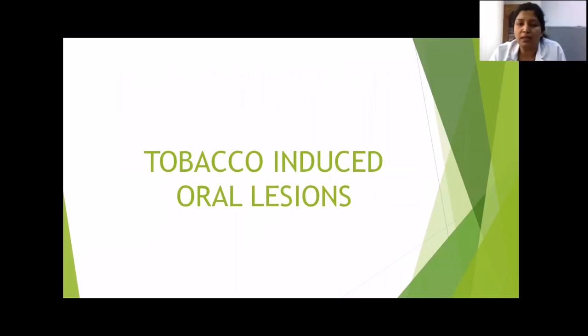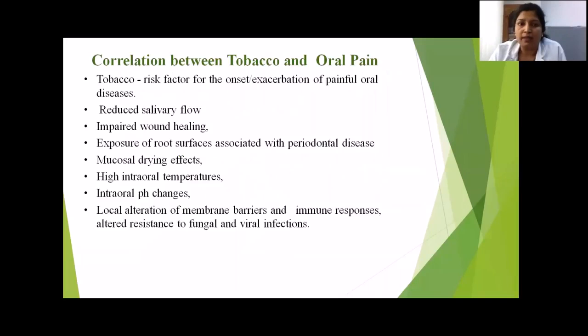We have certain lesions that occur in the oral cavity because of chronic tobacco use, and these are some of the risk factors. Tobacco can be a risk factor for the onset as well as exacerbation of certain painful oral diseases, from simple dental caries to gingivitis or periodontal diseases, gum diseases, to ulcerations, to serious ones like the pre-malignant and the malignant lesions.